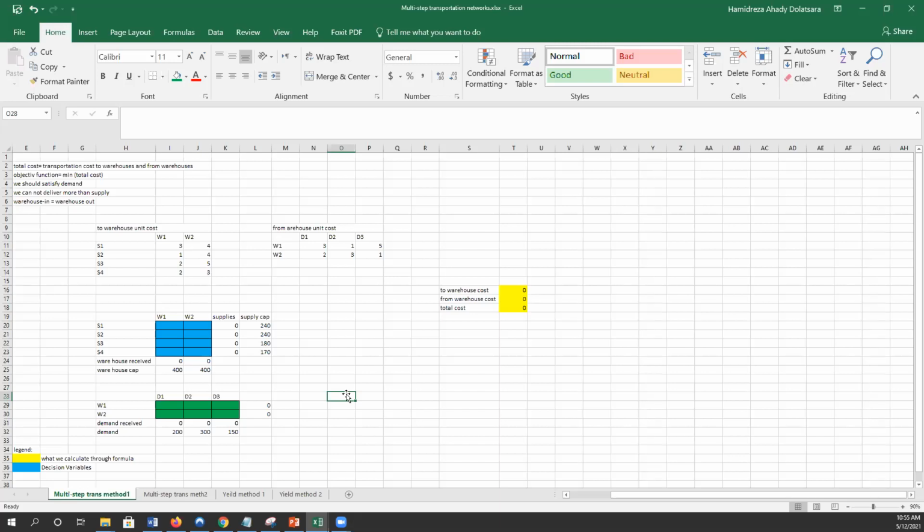Basically, in each row and column of these two tables, I put the cap. For example, since this row means how I send from supply 1 to warehouse 1 and 2, I put the cap of supply 1, and same for other supply caps. I'm sending to 2 warehouses. I also put the warehouse capacity at the bottom. I know at the end, this 0 should be 400 because everything that goes in should go out, and this one same too.